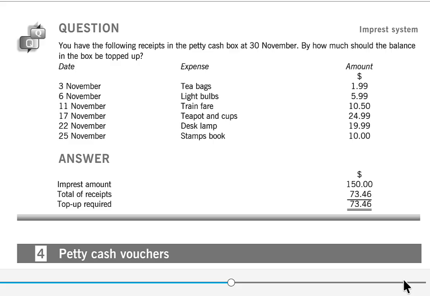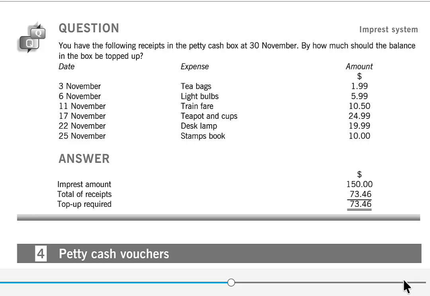Top-up means how much cash we must bring in from the bank to restore petty cash back to $150. Under the imprest system, the top-up amount is normally equal to the total receipts because the receipts represent the amount that left the petty cash tin. So in this question, top-up required equals total receipts. Top-up required equals $73.46. That is exactly the answer shown in the book.